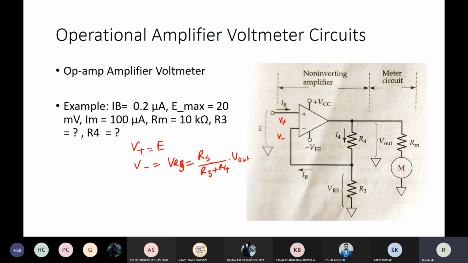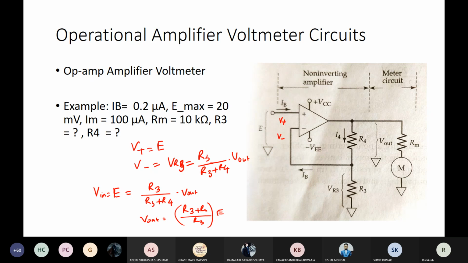And as I told you, the op-amp will always try to bring these two potentials to the same level. If I use that analogy, E, or rather V input, is equal to R3 divided by R3 plus R4 into V out. So what is V out? R3 plus R4 divided by R3 into V in, which in this case is E. Right? Isn't it the non-inverting amplifier formula you must have studied? You remember now?